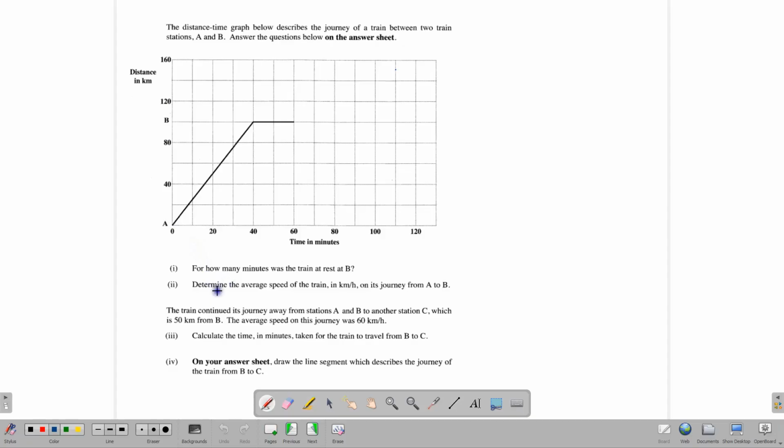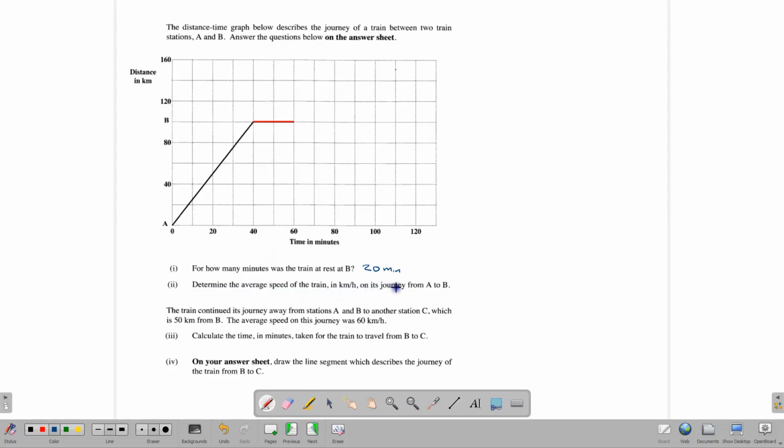So we can answer our questions now that we understand our scale. For how many minutes was the car at rest? The car was at rest all of this section. Now, how many minutes do we have here? The minutes here are between 40 and 60, and so we can answer that question easily by saying the total time here is 20 minutes.